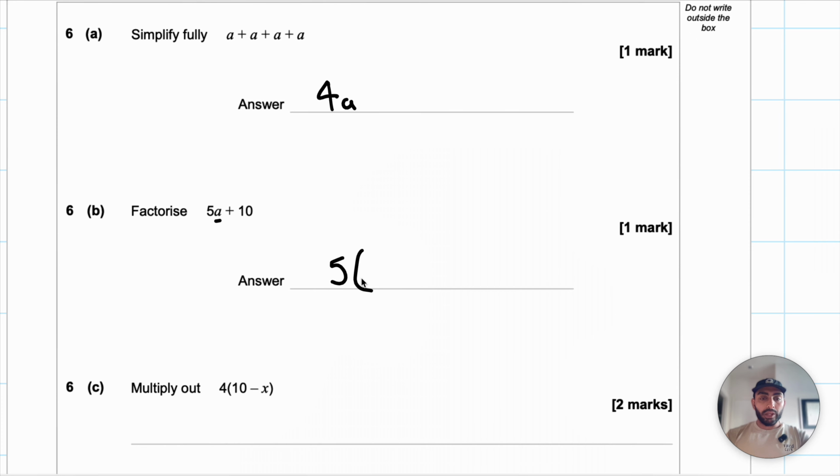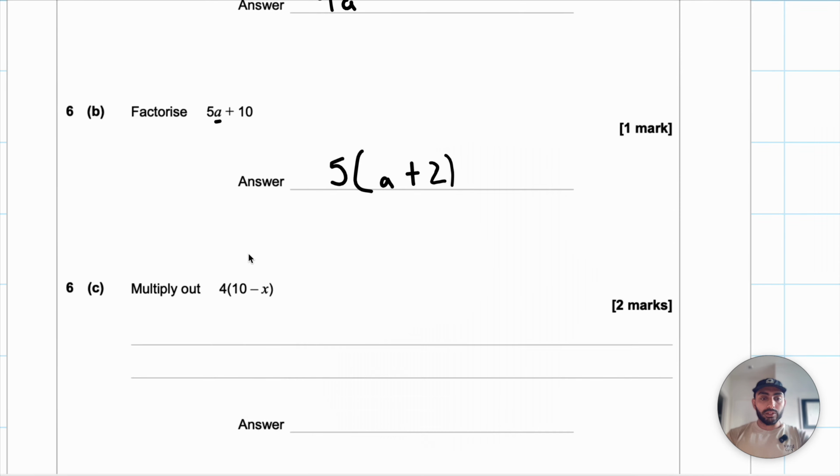So I open up my bracket. What multiplies by 5 to give me 5a? That would just be a. Or you could think of it as 5a divided by 5, which is just a. What multiplies by 5 to give me 10? It's plus 2. If you expanded that out, 5 times a is 5a, 5 times 2 is plus 10, so that's correct.